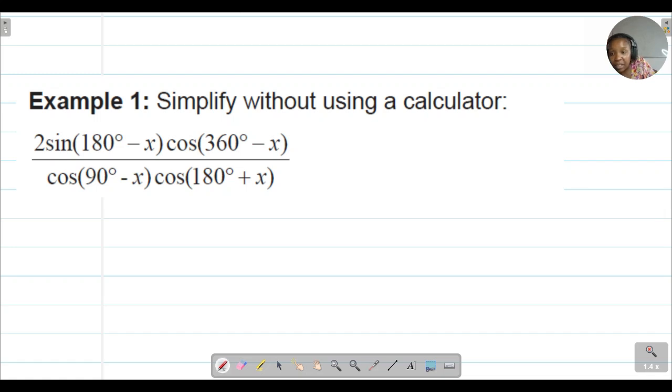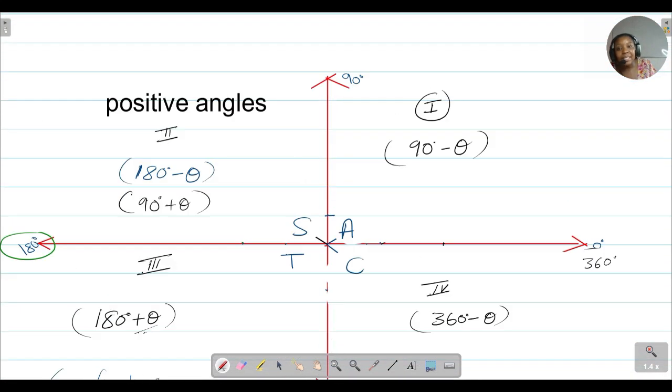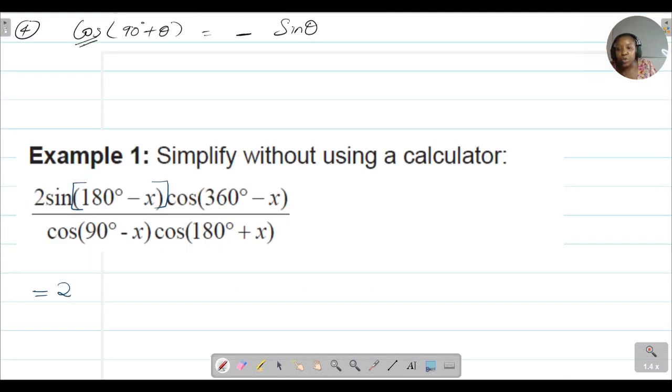Let's find the answer for this. Here, we're going to leave the 2 as is. So that's just going to be 2. What is sine of 180 minus theta? The first thing we look at is which quadrant 180 minus theta is in. It's in the second quadrant, and in the second quadrant, is sine positive or negative? It's positive. So we can just reduce that to sine of x, because sine is positive in the second quadrant.